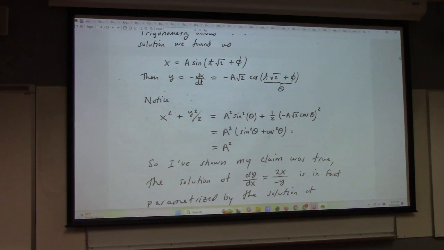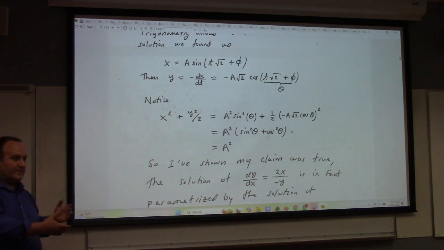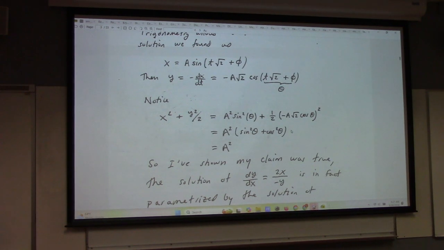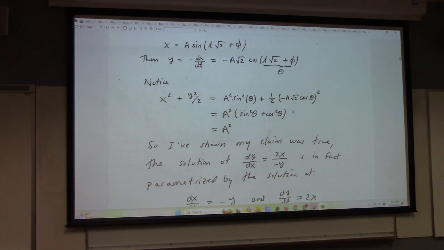The solution of dy/dx equal to 2x over minus y is in fact parameterized by the solution of that system, right? I did not expect you to solve the system because this problem was early on in the homework when we didn't know how to find complex eigenvectors and all that, right? So hopefully my homework is usually more or less in order.